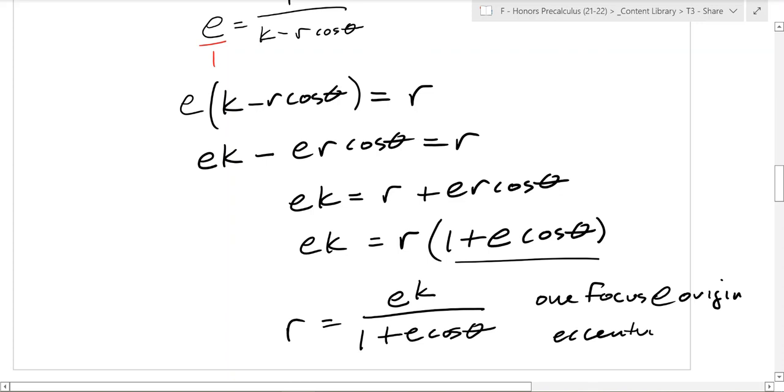The way this is set up is that one focus is at the origin, and the eccentricity is equal to e. So what we did there is we now have a function where you plug in theta, you get r out. So these are going to be known things. e and k are going to be known, and then you have r and theta. So this is a polar function.